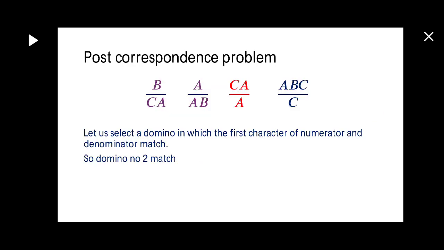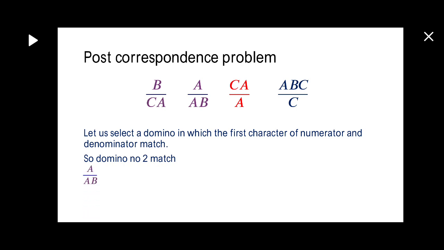Now you can see, how do we select the first domino? When you select the first domino, the numerator and the denominator should start with an identical character. If you take the first domino, B and CA, B is the first character in the numerator and C is the first character in the denominator, so there is no match here. But for the second domino, A is the first character in the numerator and A is the first character in the denominator. Obviously there is a match. Since there is a match, you can use this second domino as the first arrangement here.